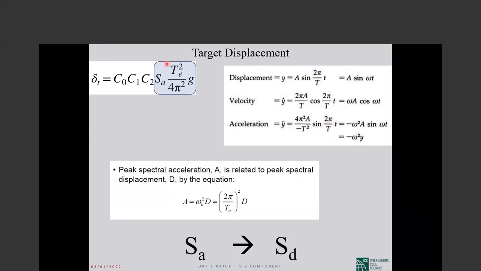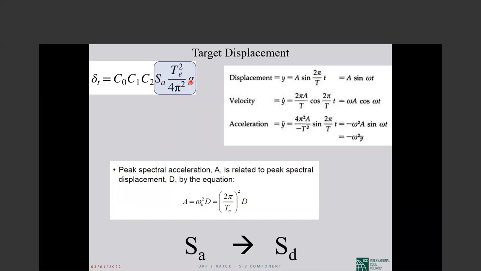So when it comes to simplifying that, it becomes SA T squared divided by 4 pi squared. This part gives the maximum displacement of a building if we model it, if we assume it as a single degree of freedom elastic system. So if it was a single degree of freedom system, this was the maximum displacement.